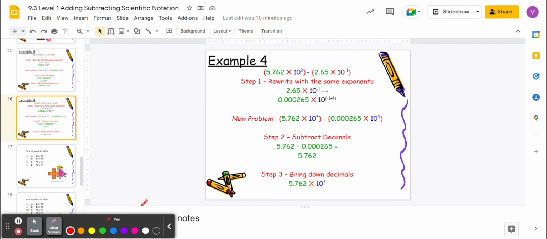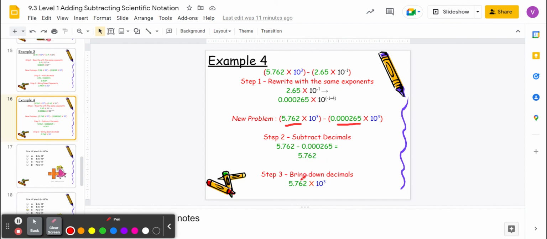So really what I'm doing is making this a completely new value. Same value, but I'm just changing the way that it looks. Now that these both have the same exponent, I can subtract my decimals. 5.762 minus 0.000265. I should get 5.762. This is rounded as well. You don't have to round it.